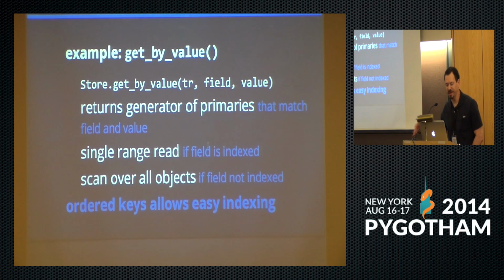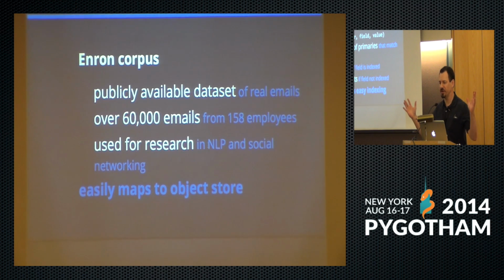So an example would be get by value, where you're supplying a field and a value, and you want to get back all of the objects that actually match that field and value. If you have indexed the field, then this actually translates to a single range read. So you could be getting back some very large set of objects, but you're actually just doing a single read on the database to do that.